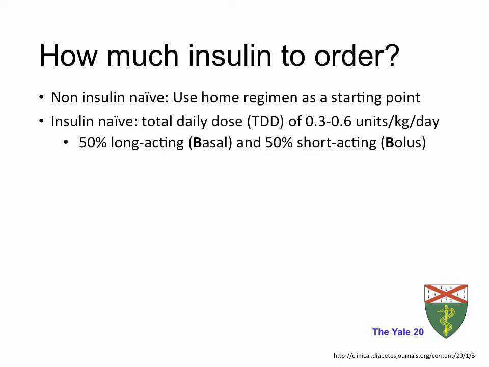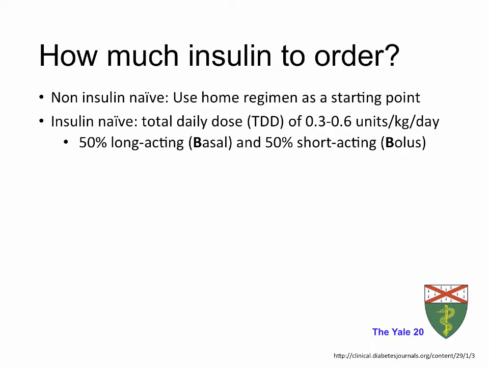However, if they're insulin naive and not coming to you on insulin, there's a specific total daily dose calculator that we typically use to make our own calculations of how much insulin we actually order for the patient. Typically, we use a total daily dose of 0.3 to 0.6 units per kilogram per day. Half of this total daily dose is given as basal or long-acting insulin, and half is given as bolus or short-acting insulin. So this total daily dose is all types of insulin combined.